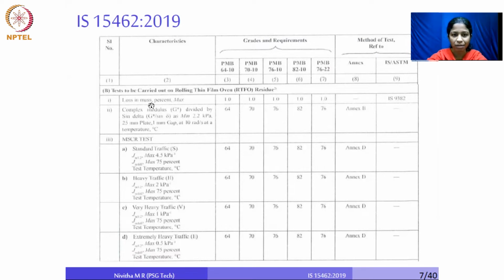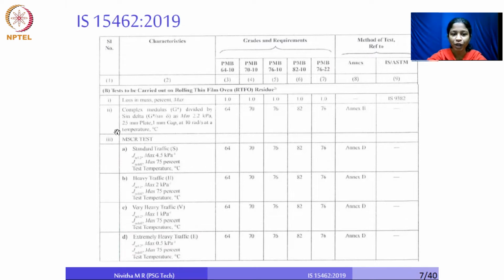So we have loss in mass, again the complex modulus. Here the specification is a minimum of 2.2 kilopascal, because we age the material, it generally tends to stiffen. It has to be a minimum of 2.2 kilopascal. Again, you test at the at-grade temperatures and you determine whether it is meeting the particular grade.